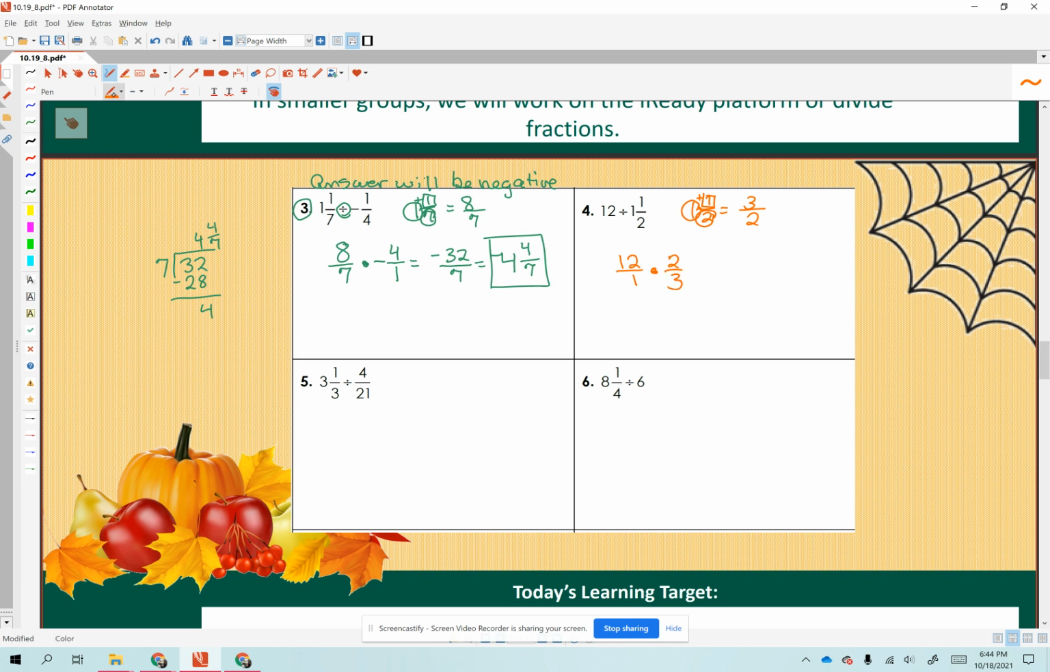Now we do have some cross canceling we can do here. We can't do anything with the 1 and the 2, but the 12 and the 3 are both divisible by 3. 3 divided by 3 is 1. 12 divided by 3 is 4. So 4 times 2 is 8. 1 times 1 is 1, and 8 over 1 equals 8.